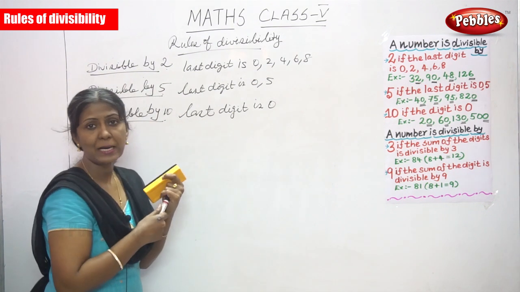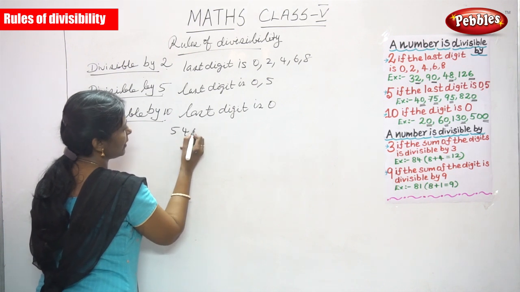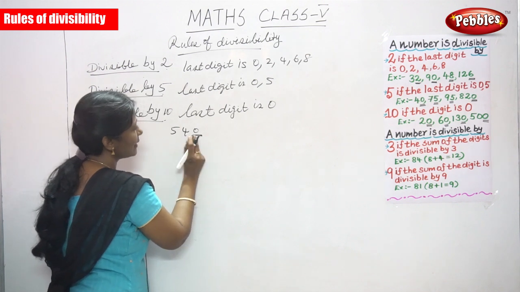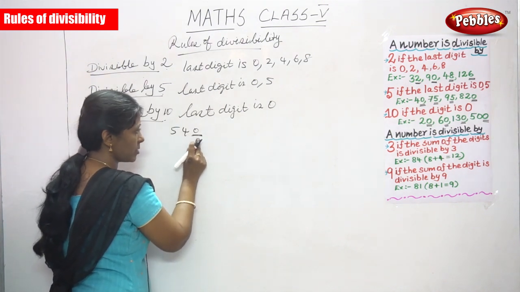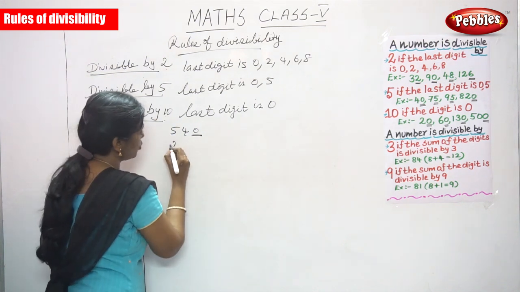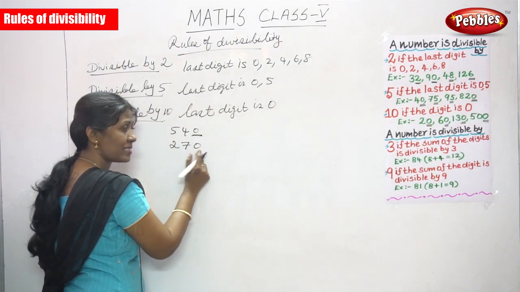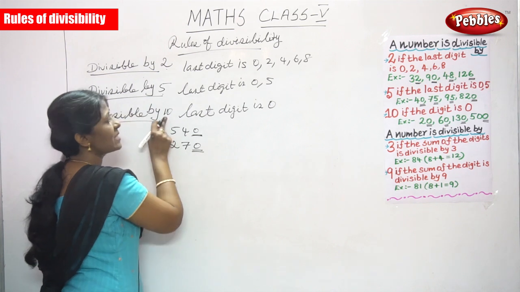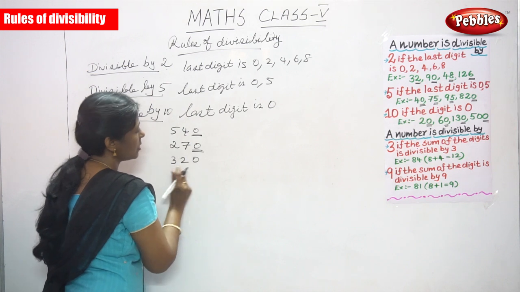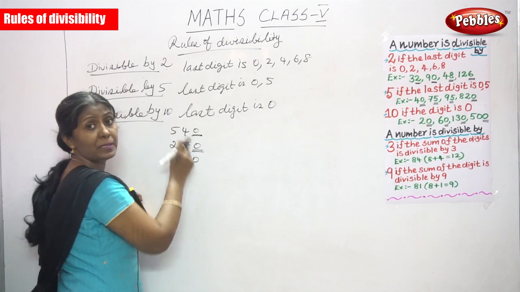I want to give some examples so you can understand very clearly. 540: the last digit is 0, this number ends with 0, so it is divisible by 10. This is the rule. Next, 270: the last digit ends with 0, so it is divisible by 10. Next, 320: the last digit is 0, so it is divisible by 10.